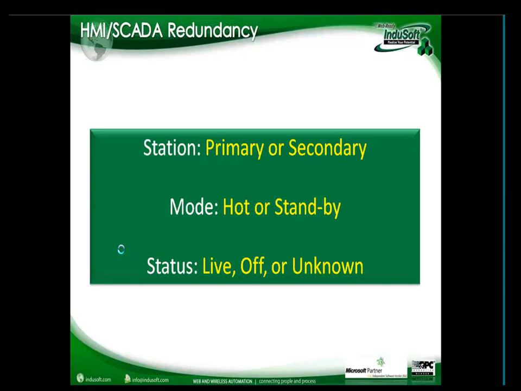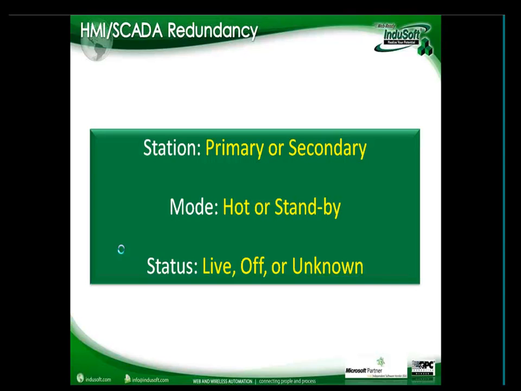And the status is another concept here. One station needs to know the status of the other station. And the other station can be either live, if it's running, off, if it is not accessible, or unknown. And unknown is typically a state when you start the application and you still don't know if the remote station is live or off. And after a timeout, you will know for sure if the remote station is either live or off.